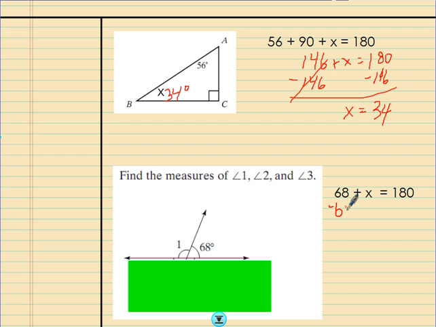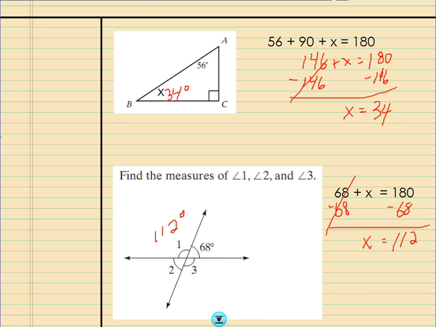Subtract 68 on both sides to get the x by itself. And if this cancels out, we get x is equal to 112. So this would be 112 degrees. Now that's only for angle 1. How about angles 2 and 3? Well, let's remove my little green box that we used earlier. Angle 2. How would we find angle 2?